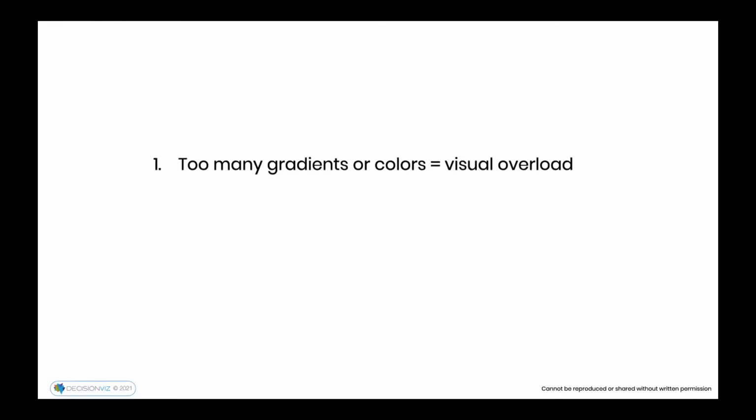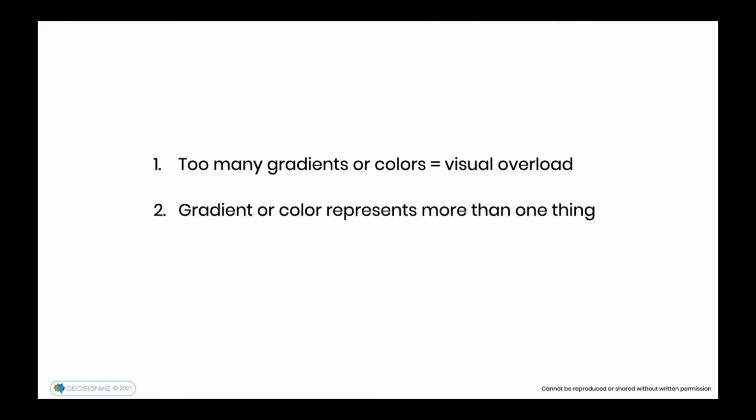One is that you just use too many gradients or colors. And when you do that, nothing stands out on the image because you don't really know what's important. If there's just a lot going on, nothing stands out in particular. The second is when you use the same gradient or color to represent more than one thing. And what's going on is it messes up your brain because your brain says, oh, I see blue and blue, they must be related. But that's not what's going on because they actually mean something different from what you're trying to convey, but the brain doesn't really know that.